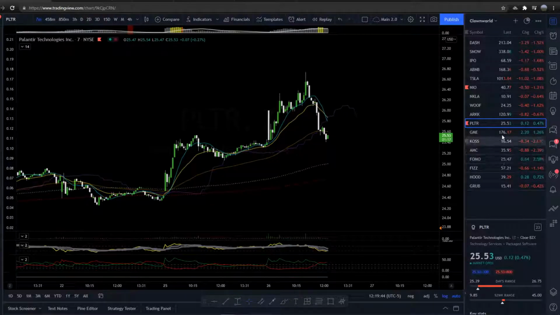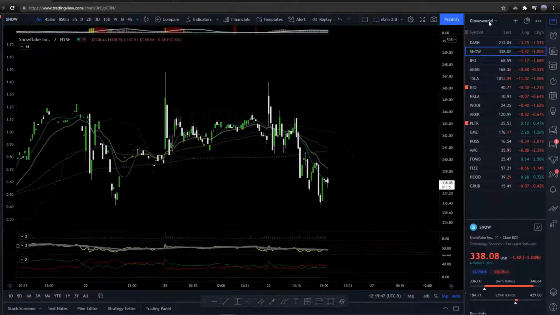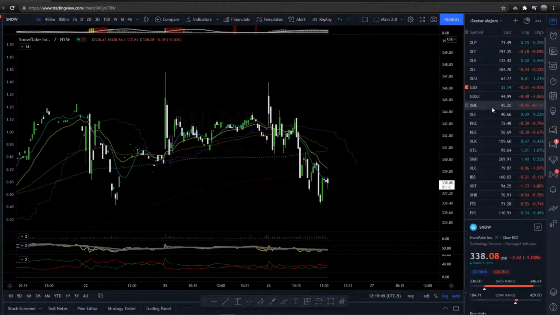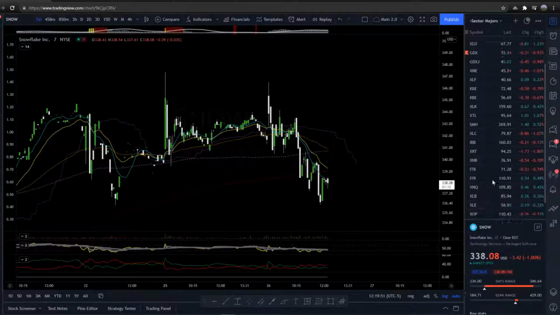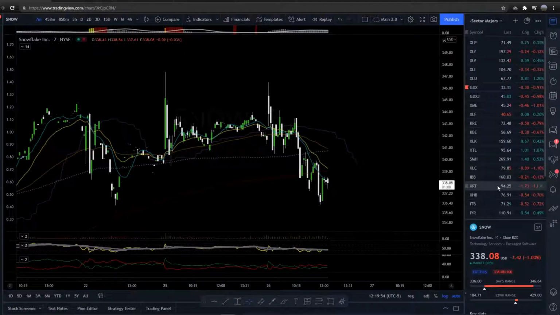I think that's probably it for me today. Everything is kind of starting to slow up a little bit. Let's look at sector majors. Yeah, some big movers to the downside. Retail's down. Banks are selling a little bit.